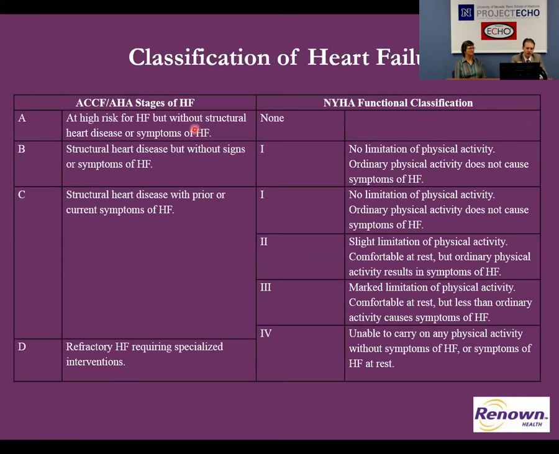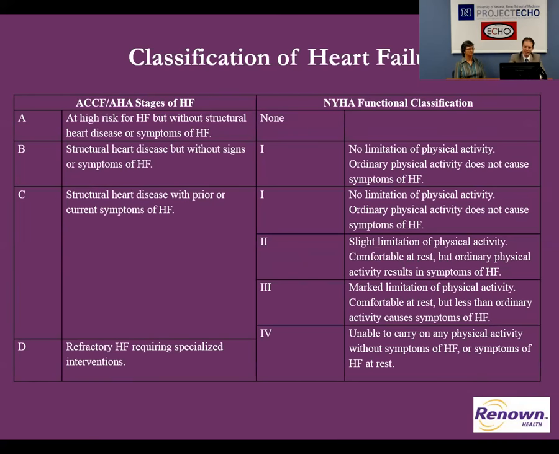But stage A is they're at risk, but they don't have any clinical manifestations. Stage B is maybe they had an MI and their EF's 40%, but they don't have any clinical manifestations. Stage C is they have overt clinical manifestations of heart failure. And then you can subdivide that into they have no functional limitation, NYHA functional class 1. They have a slight limitation, meaning they can get up 2 flights of stairs before they get dyspneic, but then with higher levels of exertion, they do get dyspneic.